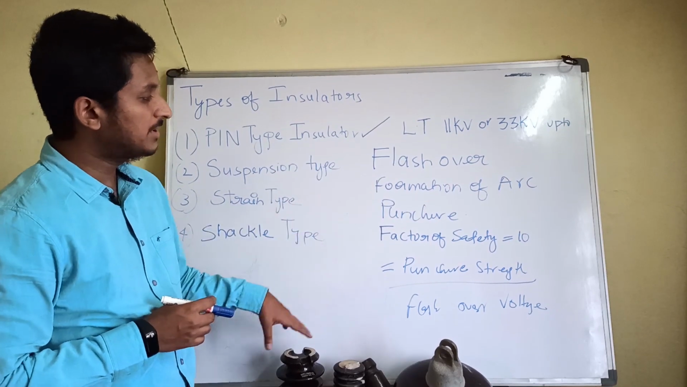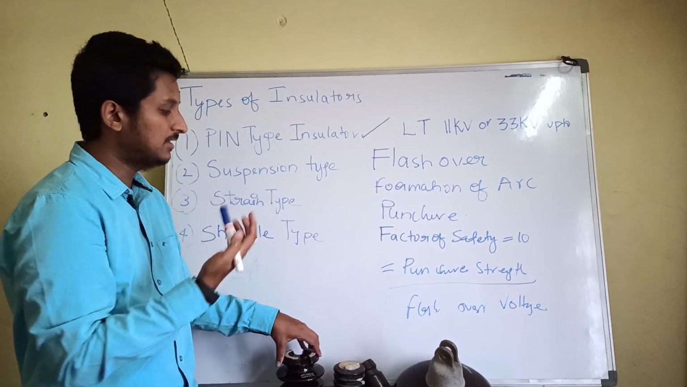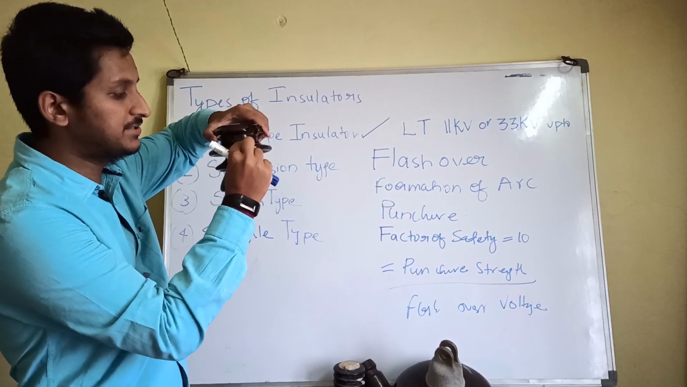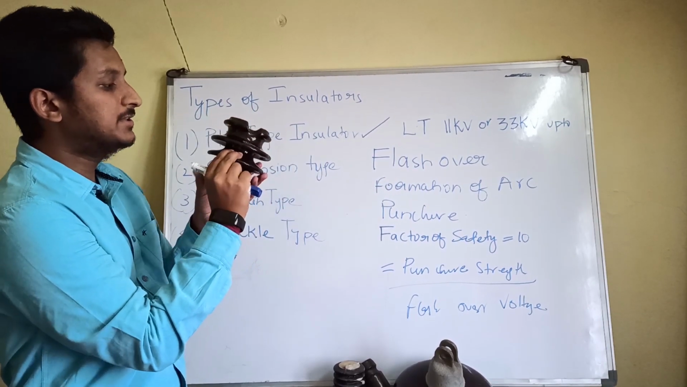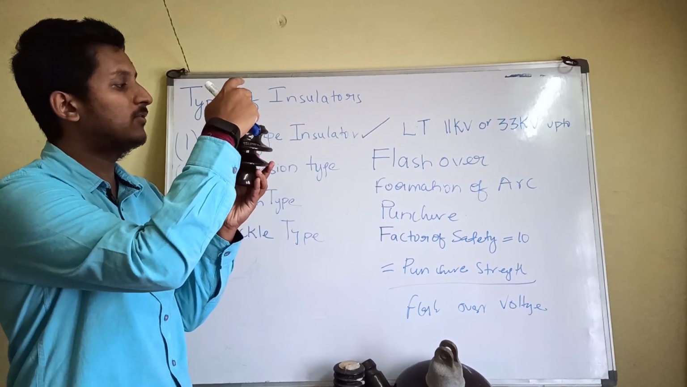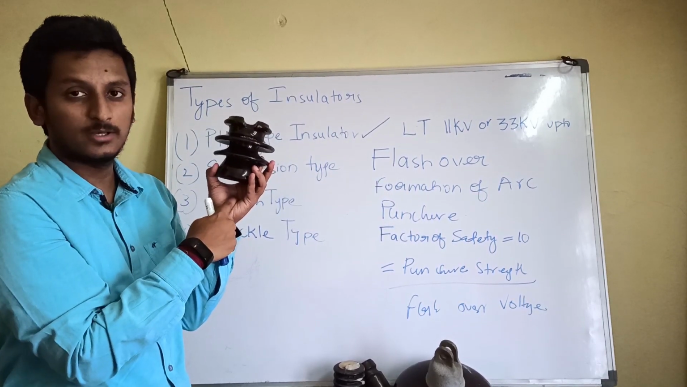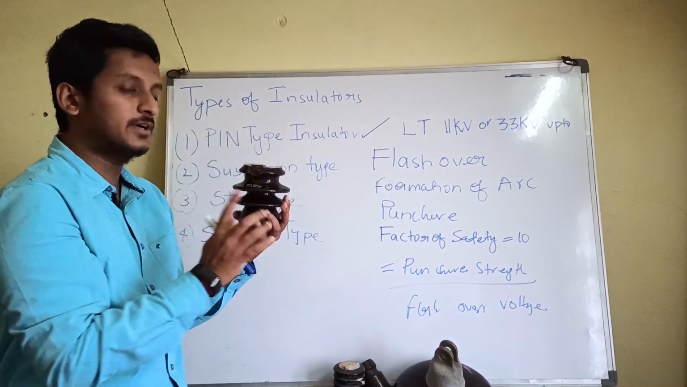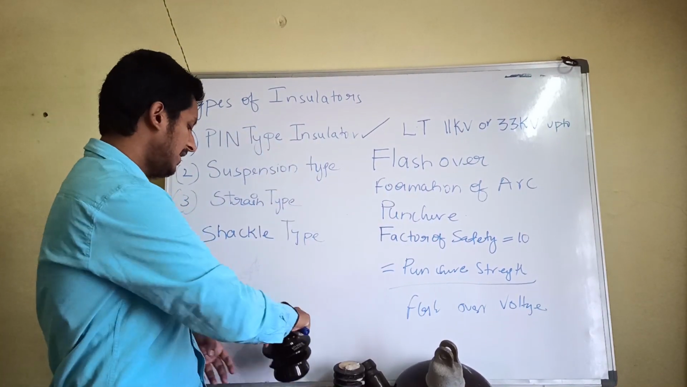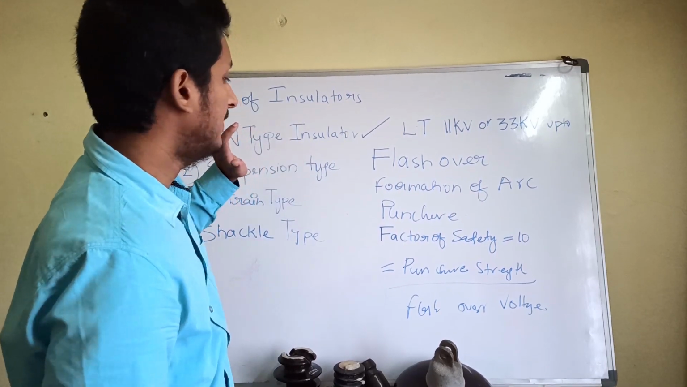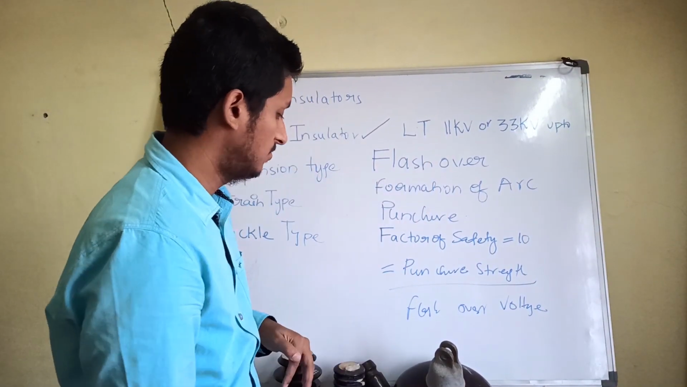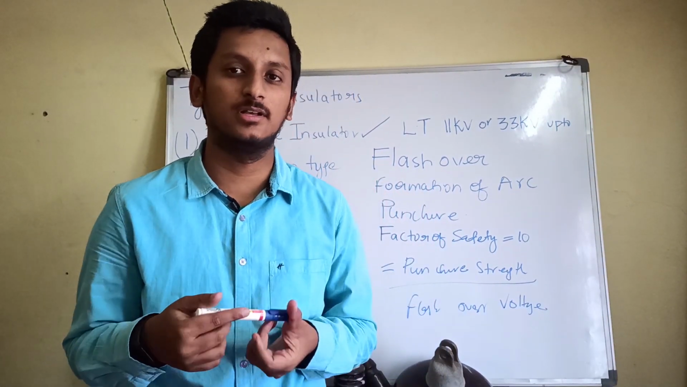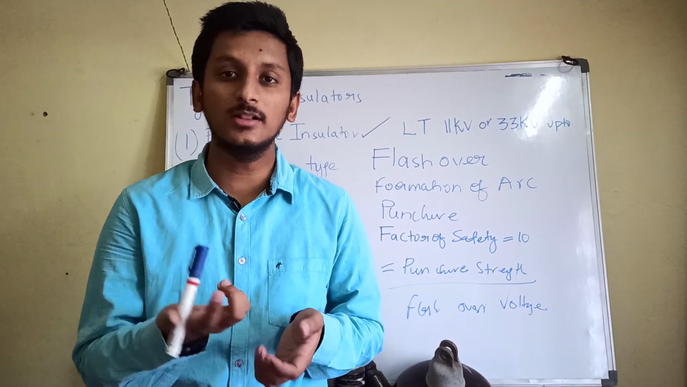So if you want to increase the puncture strength, you can increase the width of this so that the material doesn't allow the flow of current from top to bottom. Before the puncture takes place, flashover occurs. These are the main points I can tell you for the pin type insulator. But as it is very clear, you cannot use this pin type insulator beyond 33 kV.